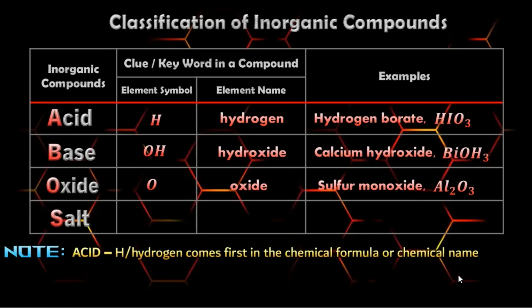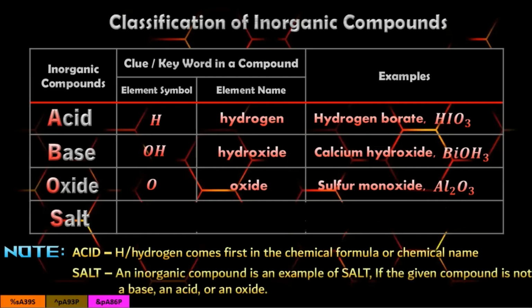Now, lastly, we could say that the given inorganic compound is a salt if we cannot associate it with the three. We cannot associate it as acid, base, or oxide. Again, an inorganic compound is an example of salt if the given compound is not a base, not an acid, or not an oxide. Simple as that.